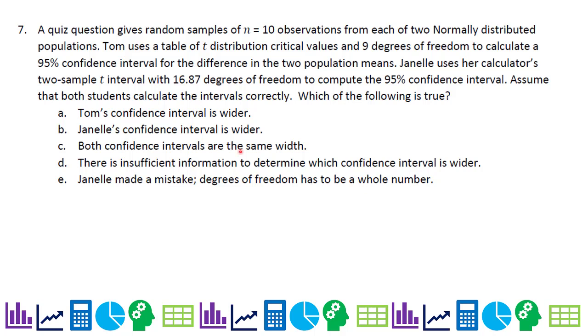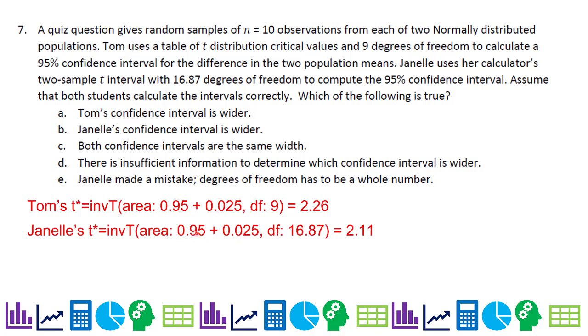So let's go ahead and use the degrees of freedom and our confidence level to figure out what the different critical values are. So Tom's would be 0.95 plus the 0.025 because we're trying to do a 95% confidence interval. And again, you take half of the leftover and add it on, and that gives you the right area. Degrees of freedom is 9. That's what he used. So you have 2.26.